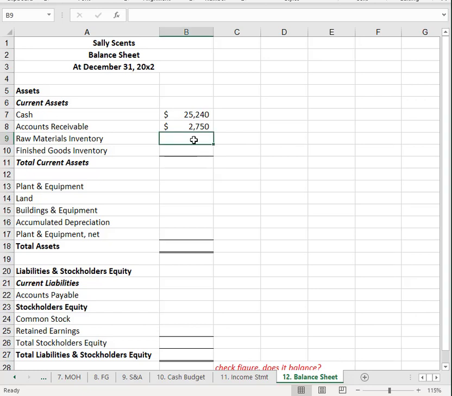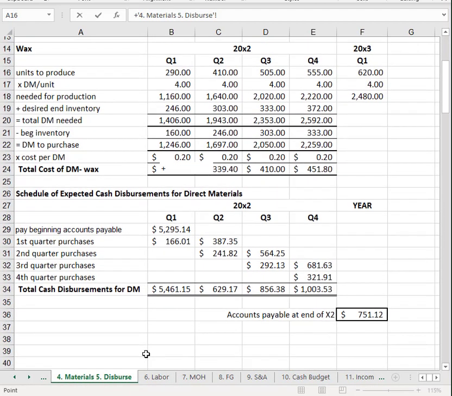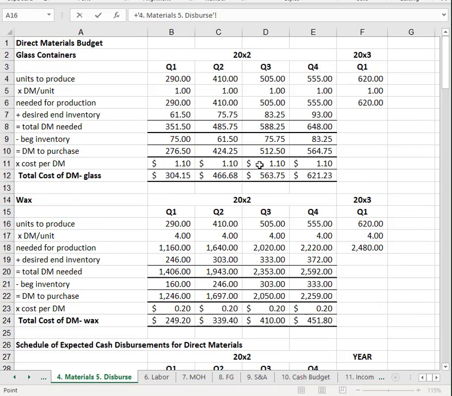All right, raw material inventory. So in our raw material inventory sales budget, we have the units and then we have what it cost for each of those. So we're going to have to do a little calculation here. Let's go on over here. So we have two kinds of materials. So we need the ending units for containers times the cost per container plus the ending units for wax times the cost for wax.